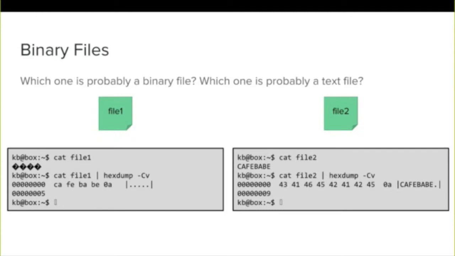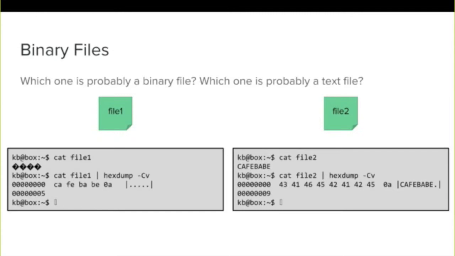But over here, it's something different. We have 43, 41, 46, 45, 42, 41, 42, 45, new line. And remember, these are in hexadecimal. So what is 43 in decimal? Yeah. And what is capital A in ASCII? 65. Yeah. So 65 plus 2 gives us 67, and that's C. So this is the ASCII value for C. That's what's different here. They both ostensibly contain cafe beta, but that one encodes it as the literal binary. This one encodes it as ASCII characters. Right? So do you see the difference?